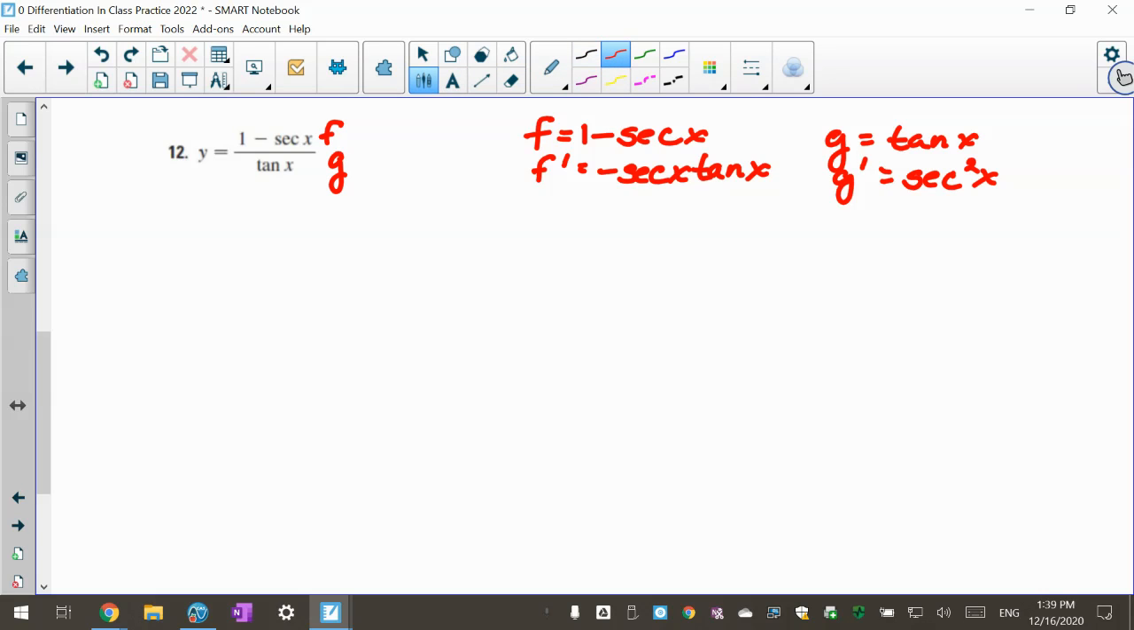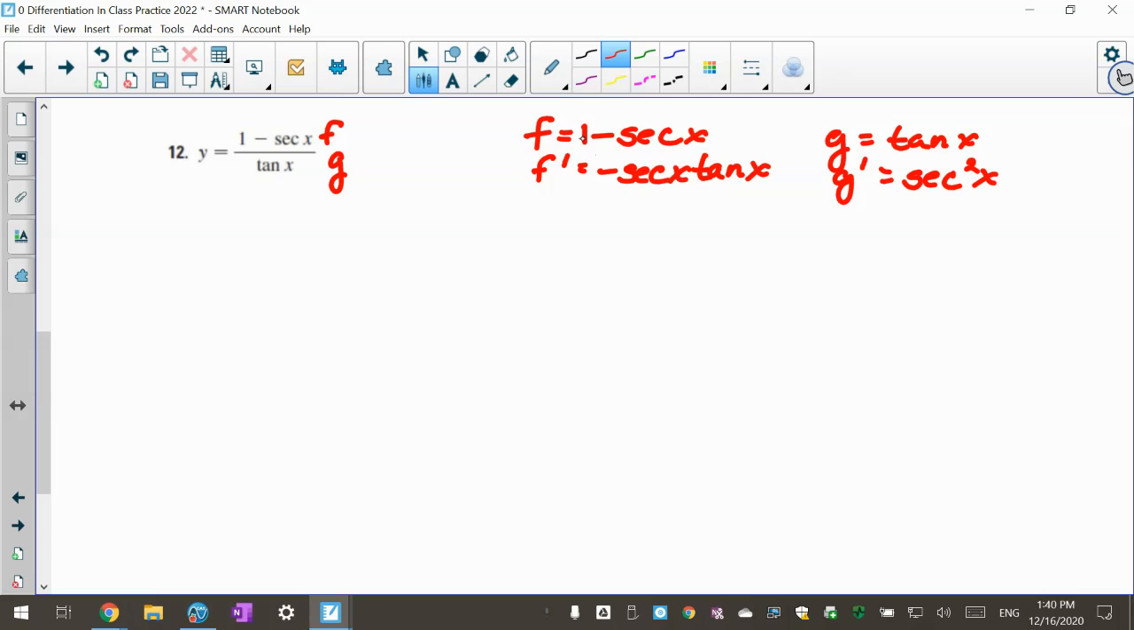So I have this function here. You've already seen I've set it up. I see the top is a trig function. The bottom is a trig function. And what I want to do is find the derivative. I see it's a quotient. So I set up my f and g's. So my f is 1 minus secant x. My g is tan x.